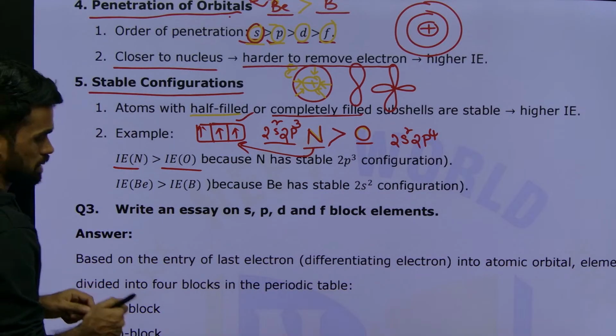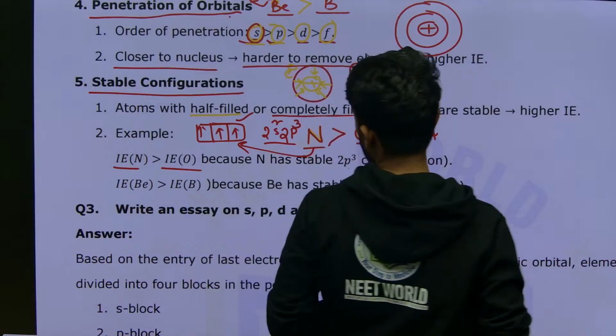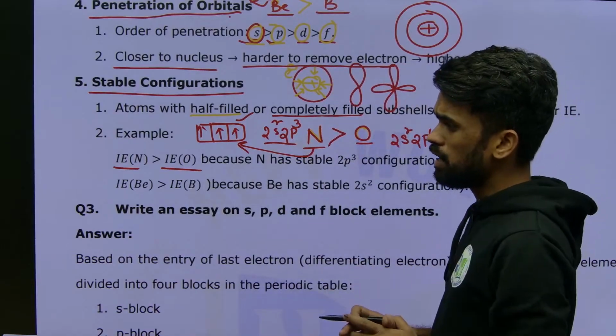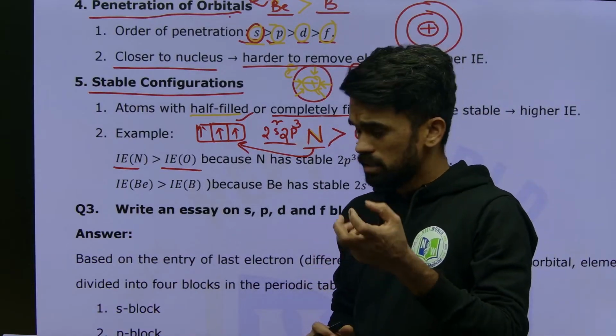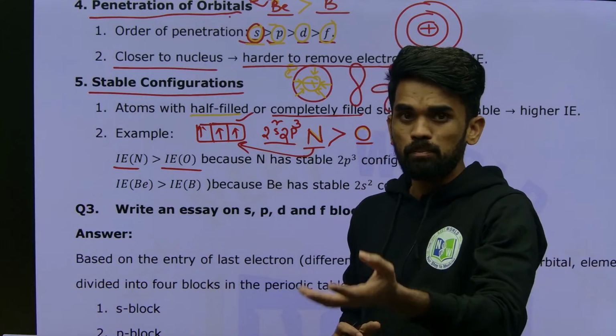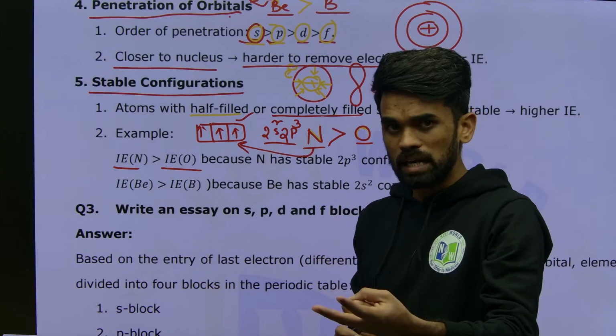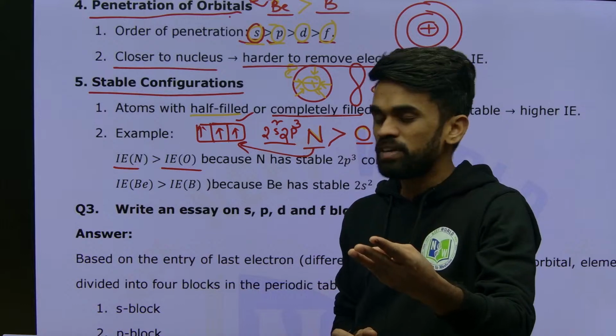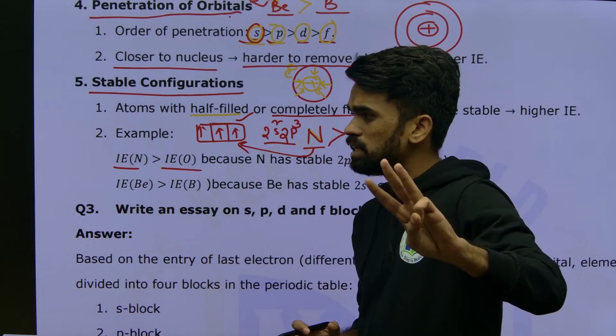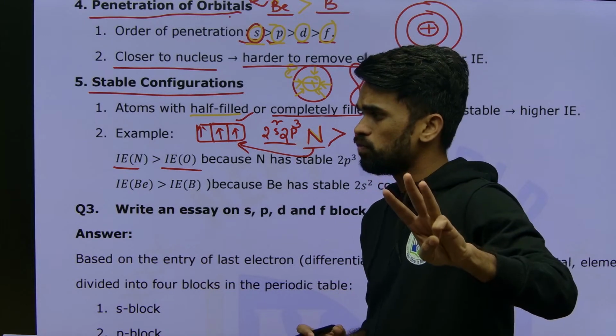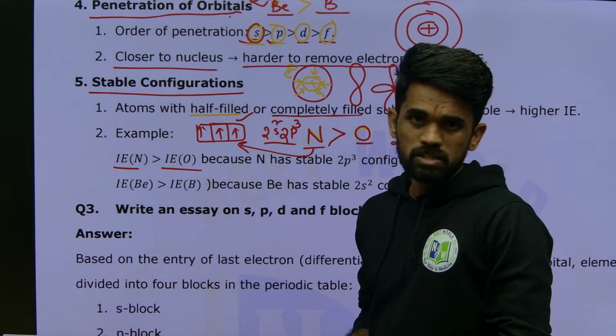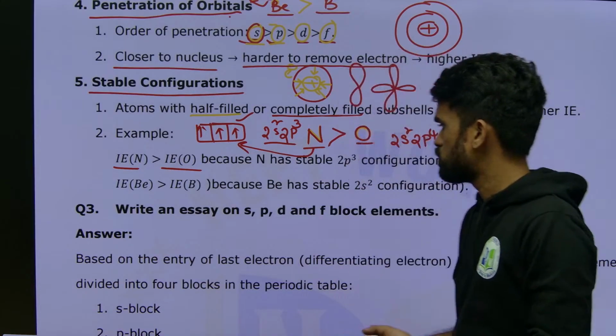Then next, this is about the factors. I have explained the factors, the definition of ionization energy, the comparison of first ionization energy and second ionization energy, and the factors affecting ionization energy. These are the three things to be known for your exam, for answer writing for this particular question.